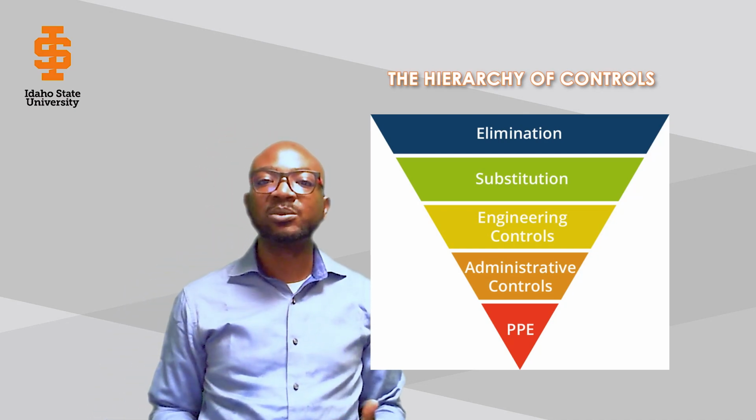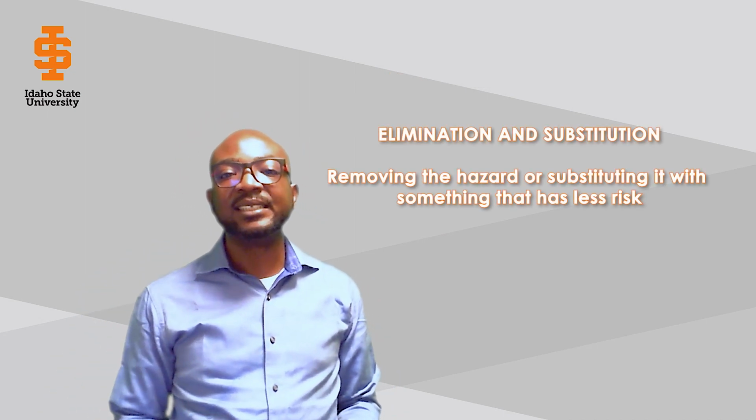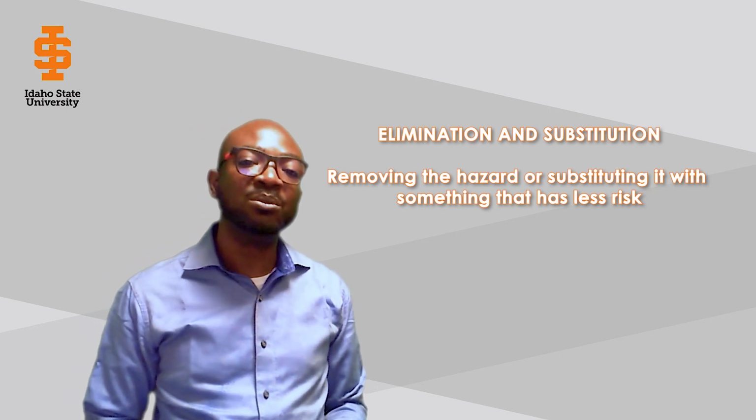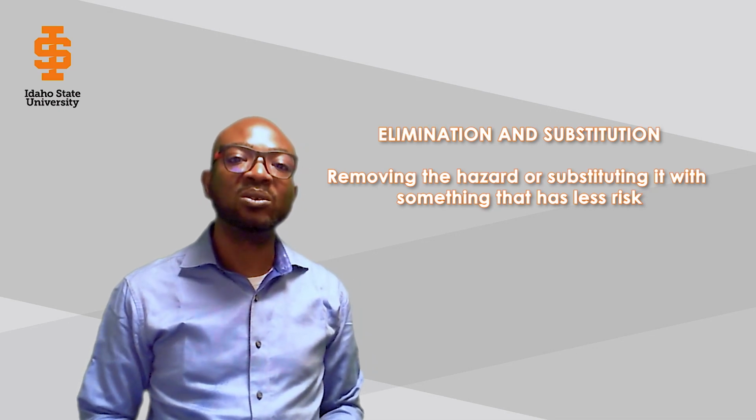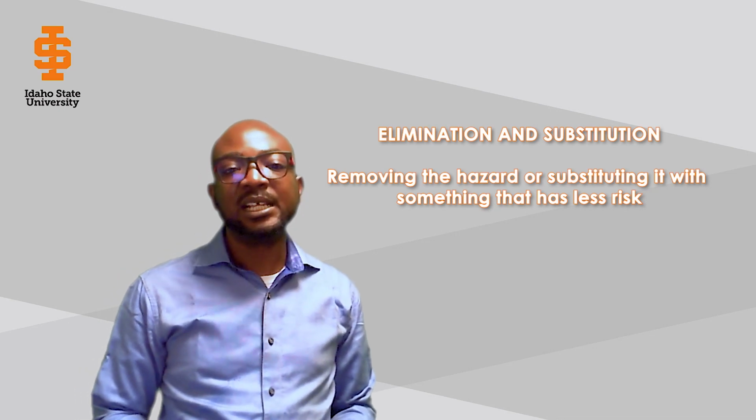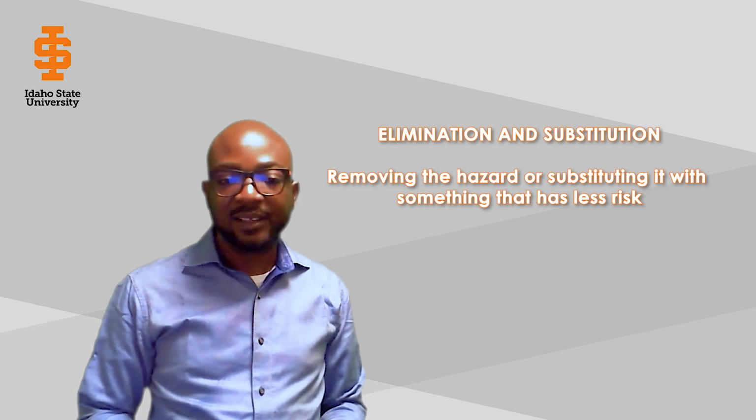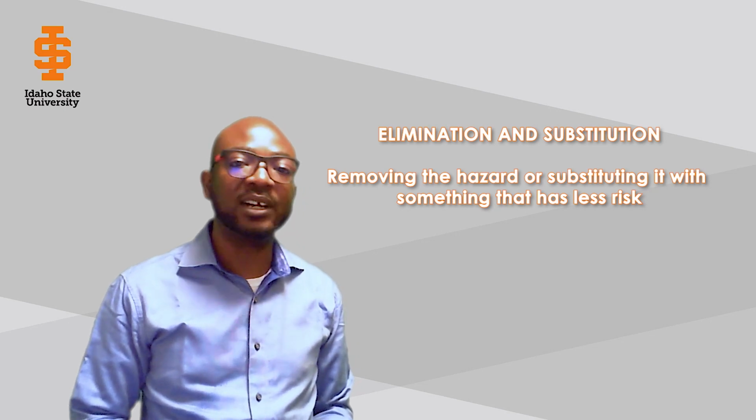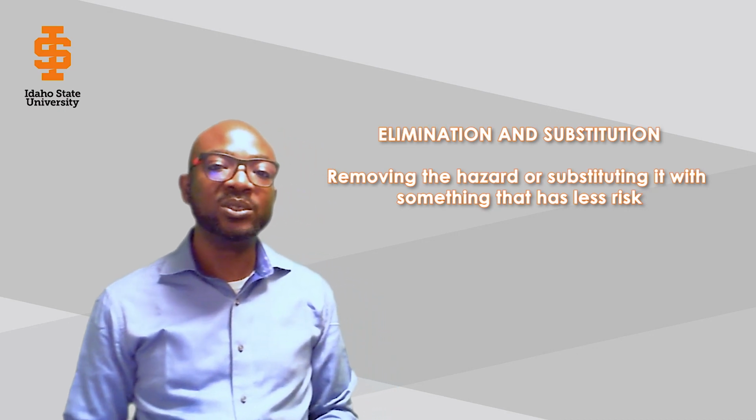Now we'll look at elimination and substitution. This entails removing the hazard or substituting it with something that is less risky. These methods are the most effective at reducing hazards. However, they tend to be the most difficult to implement. This is especially true if the risk is associated with an existing process. An example of elimination is using a suitable alternative instead of an injection. And substitution could entail using blunt tip suture needles instead of sharp tip needles.